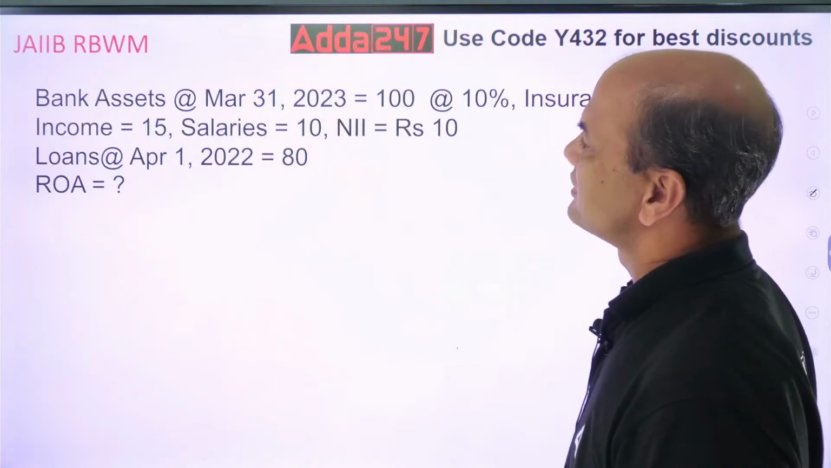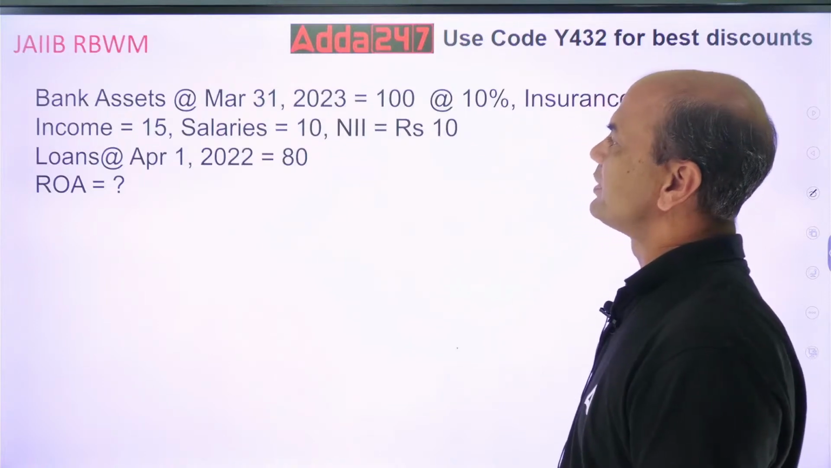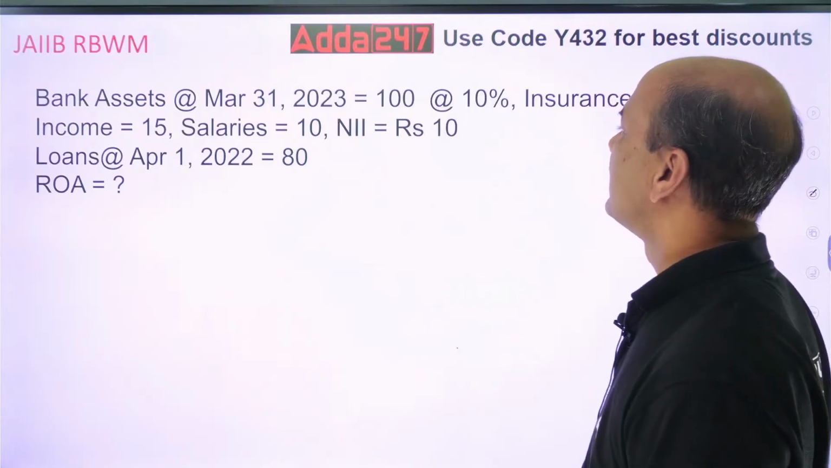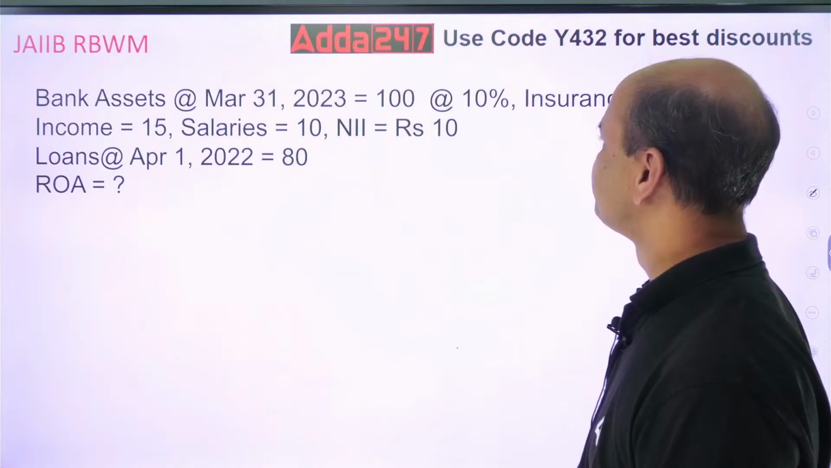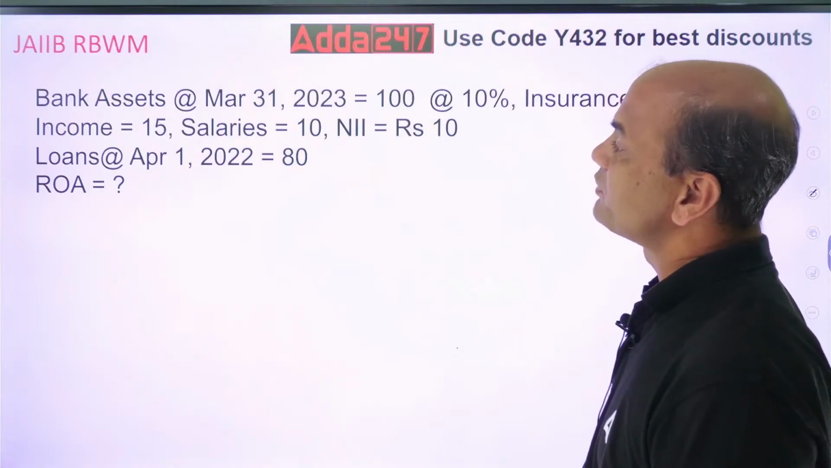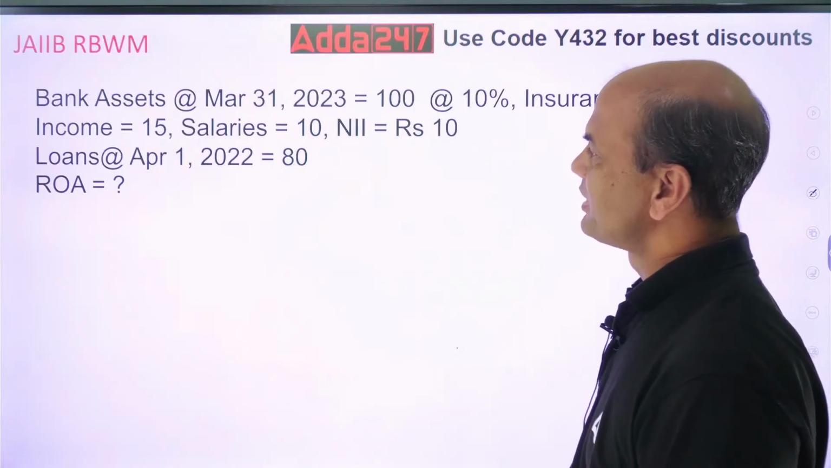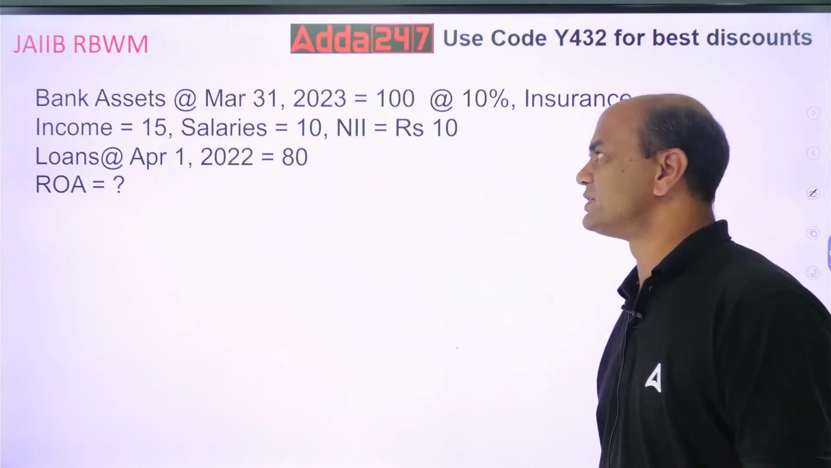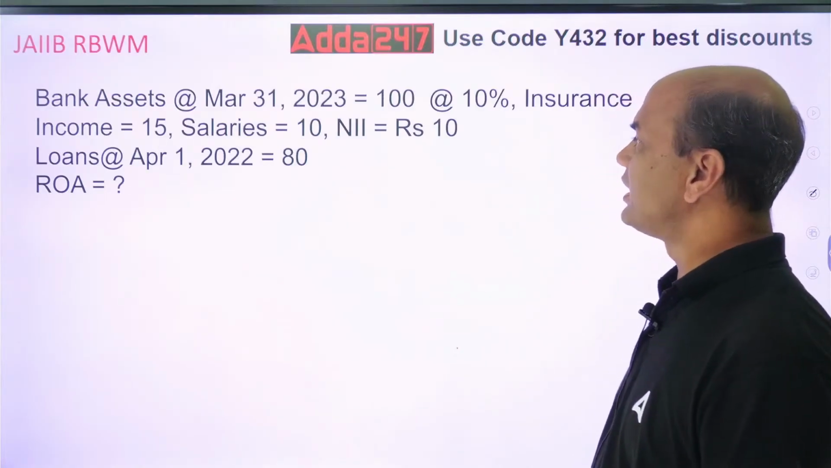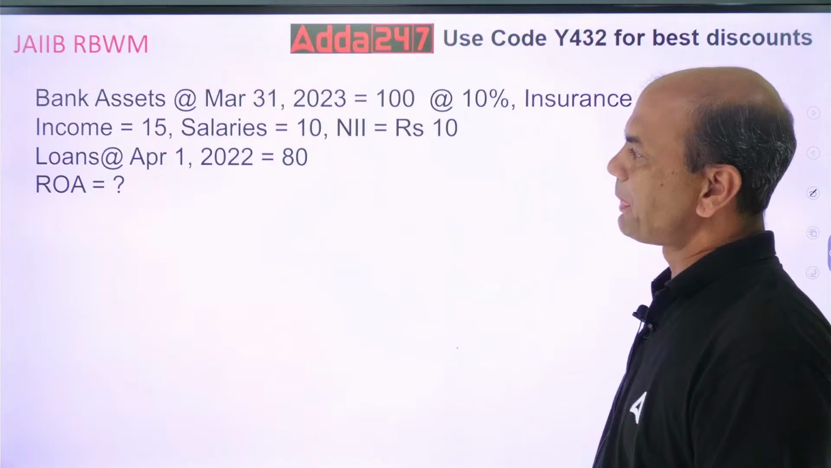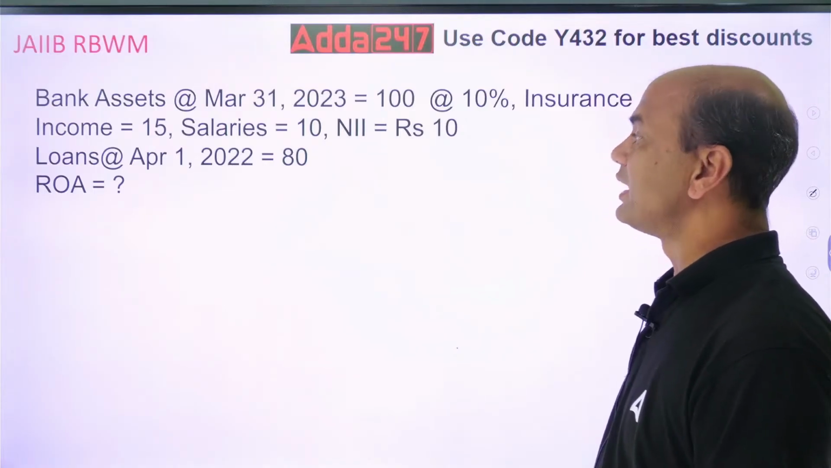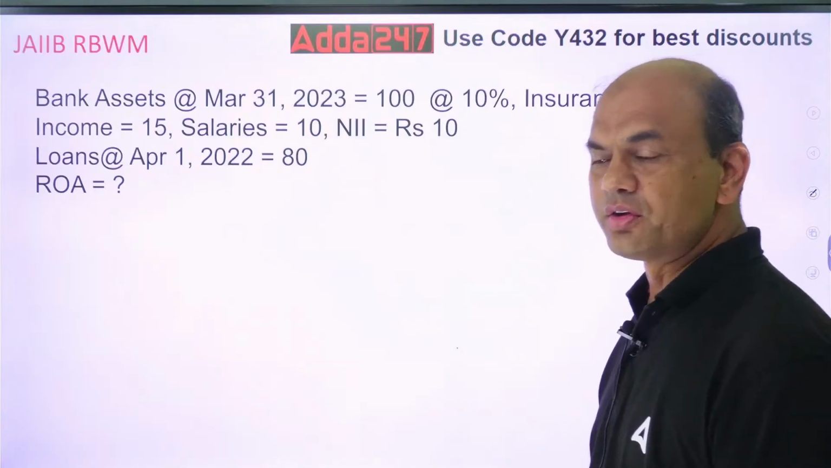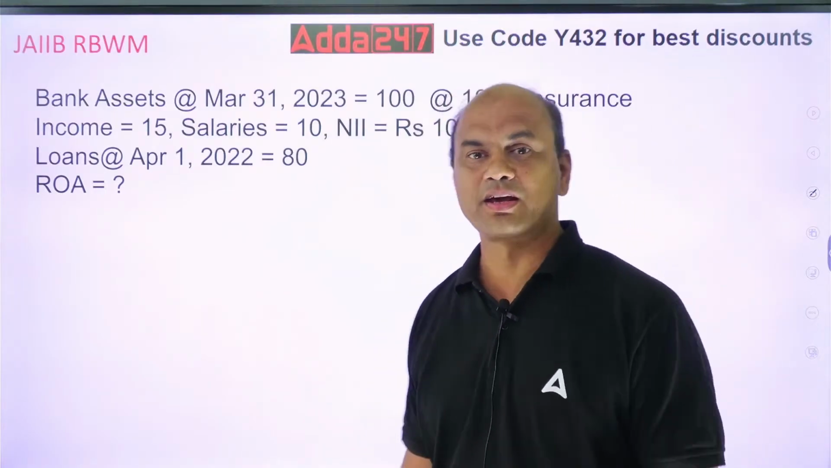Bank assets on 31st March 2023 are rupees 100 at 10%. Insurance income is 15 rupees. Salaries are 10 rupees. NII equals rupees 10. Loans on April 1, 2022 were 80. You have to find out ROA, return on asset.